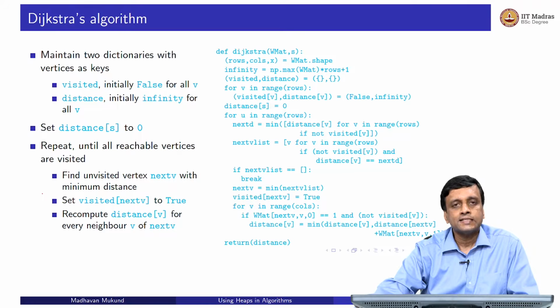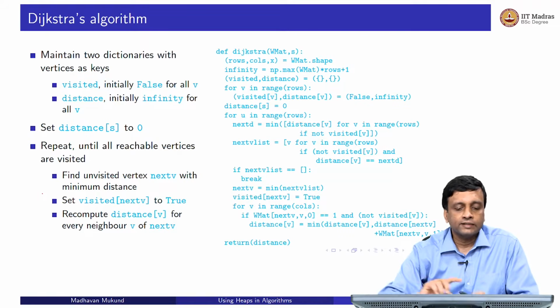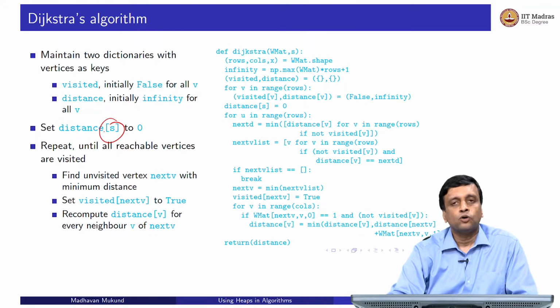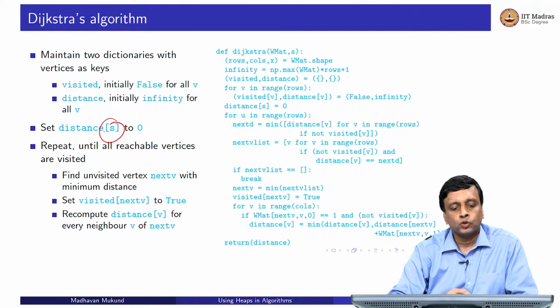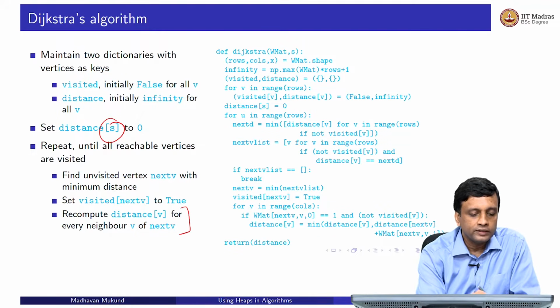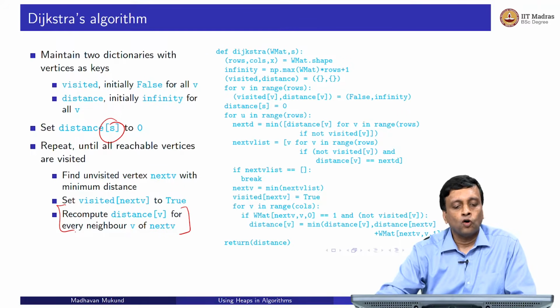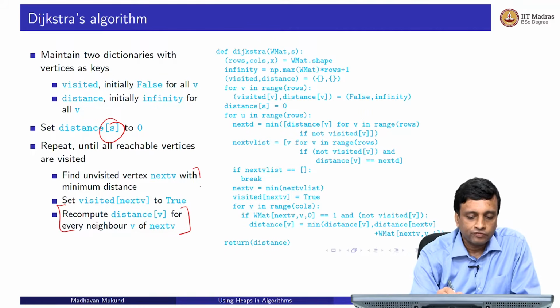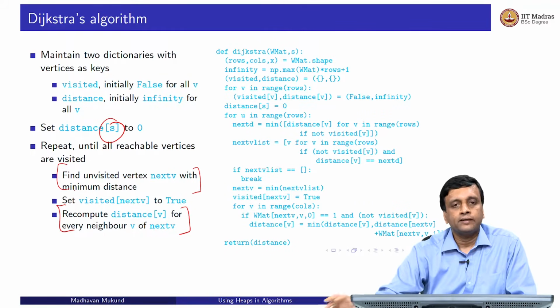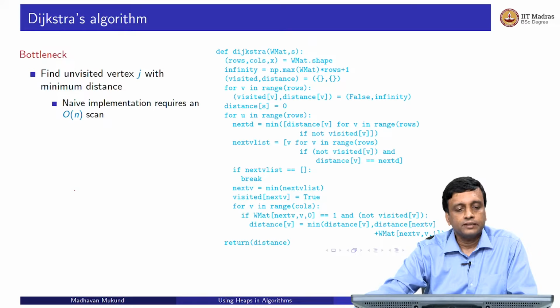So you initialize this distance dictionary to infinity, and then you initialize the distance of the starting vertex s to 0, and then you keep finding the smallest unvisited vertex. You call that the next vertex, the smallest distance unvisited vertex. You set its visited status to true, and now the problem is that you have to actually recompute the distance for all the neighbors of this new vertex. So you have two problems here. You have to find the unvisited vertex and you have to update all the distances.